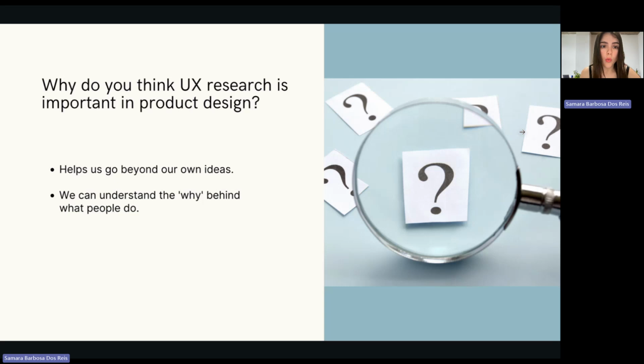So next point, why do you think UX research is important in product design? UX research is crucial because it allows us to go beyond our own ideas, and it gives us a deeper understanding of the users and what they truly need. It's how we find out the why behind people's actions. For example, research can show us why a sign-up process is confusing or reveal cultural preferences that influence how people interact with a product. And this lets us make smart changes that improve the experience for everyone.